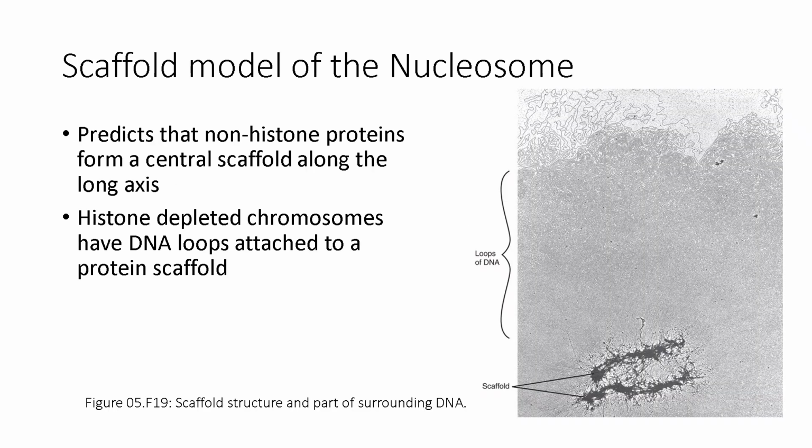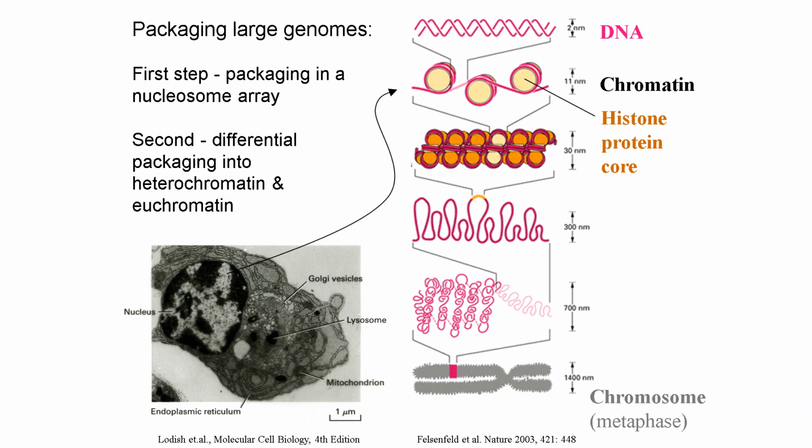According to the scaffold model, non-histone proteins form a central axis or scaffold, and DNA loops out from this structure. Histone-depleted chromosomes in experiments still show this scaffold organization, indicating it may be a stable architectural framework for chromosome compaction. This illustration shows the scaffold structure and some of the surrounding DNA loops. It summarizes the concept of genome packaging.